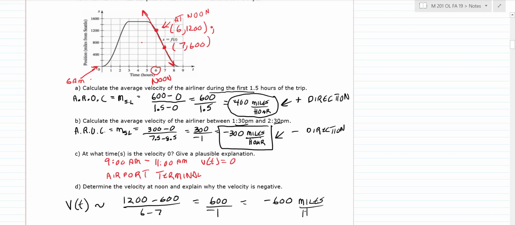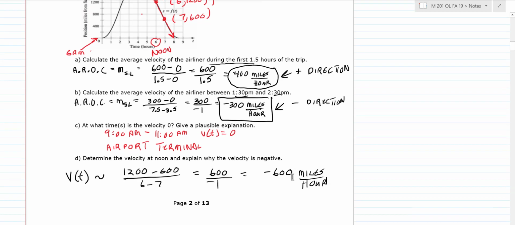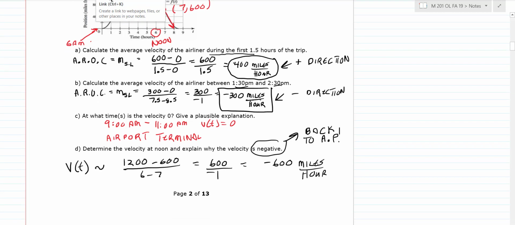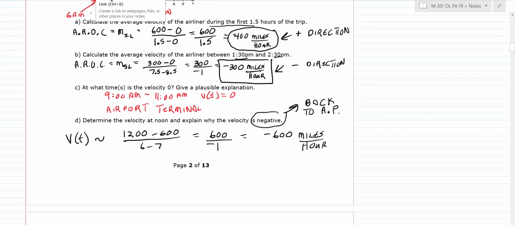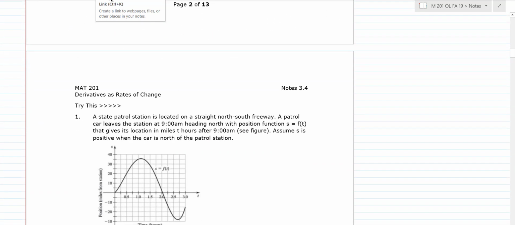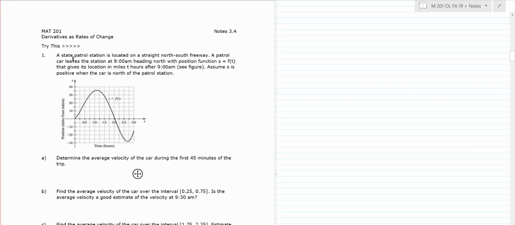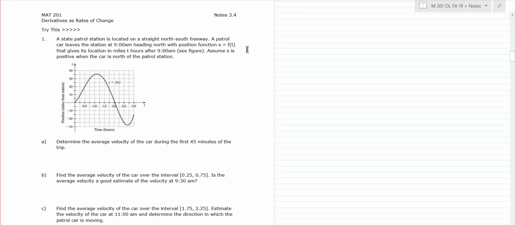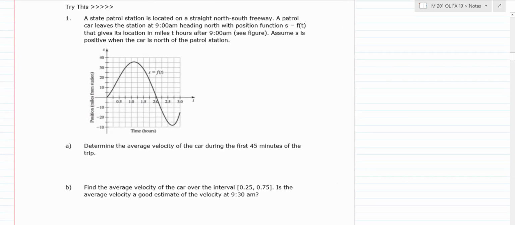Now the question is, what does it mean if it's negative? Well, we already talked about that. That just means it's going in the negative direction. The reason it's negative is it's basically going back to the airport, back to its original takeoff point. That's why it's negative. So velocity can be positive or negative. Now I want you to look at this problem, pause the video, and see what you come up with.